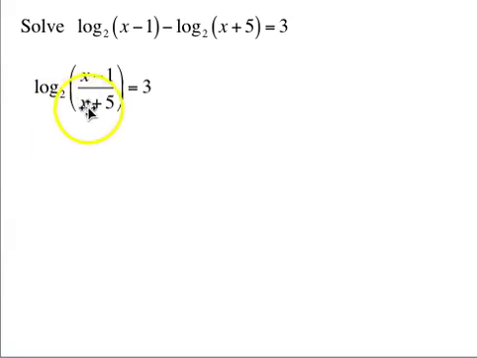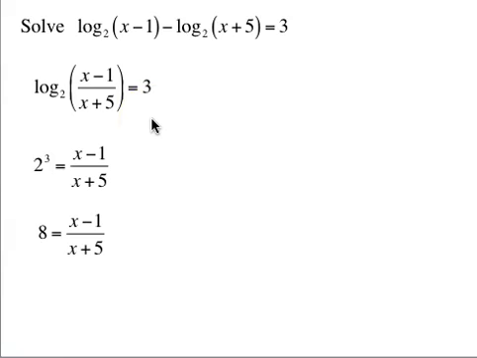At this point, 2 to the third power: base is 2, exponent is 3. 2 to the third power equals (x minus 1) over (x plus 5), or 8 equals (x minus 1) over (x plus 5). Multiplying both sides by x plus 5, we'll get 8 times (x plus 5) equals x minus 1. Distributing, that's 8x plus 40 equals x minus 1.